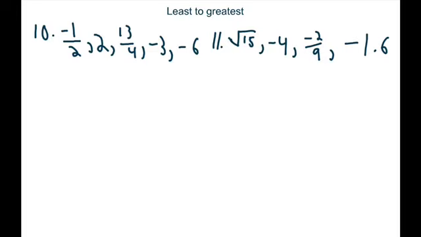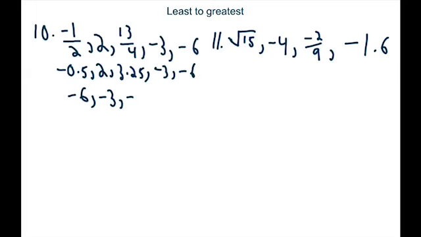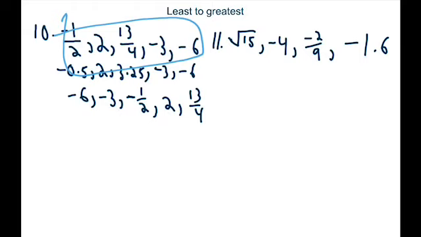So negative 1/2 would be negative 0.5, and there will be a 2. 13/4 would be 3.25. Negative 3 would be negative 3. Negative 6 would be negative 6. Okay, let's order this. Negative 6 would go first, because in the number line, the biggest negative is always left. Negative 3 would be next. Negative 1/2. Then 2. And 13/4. You always have to write it from the top.